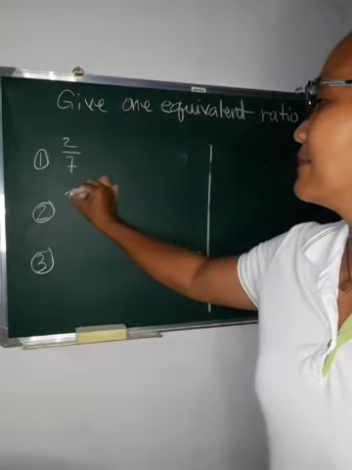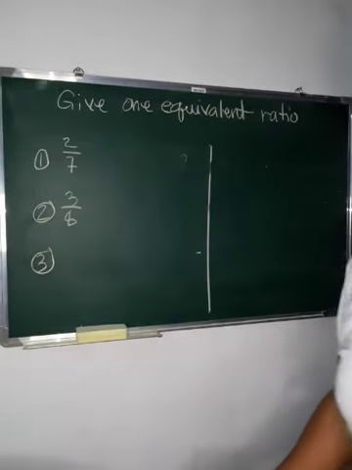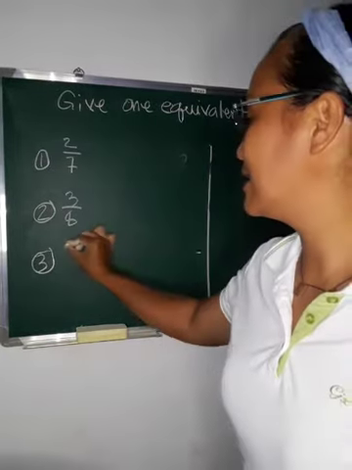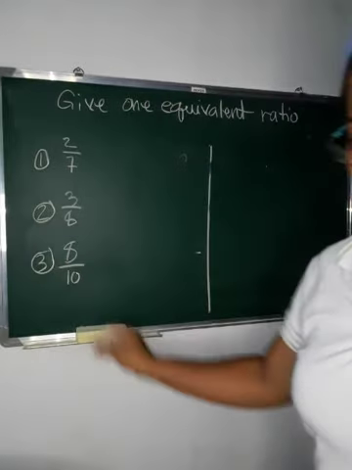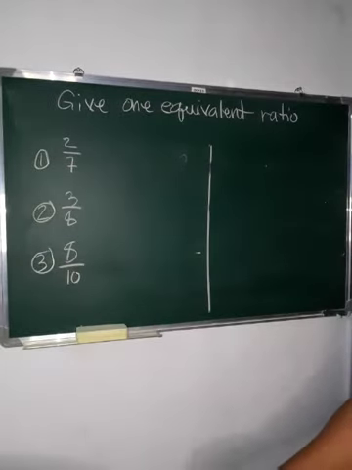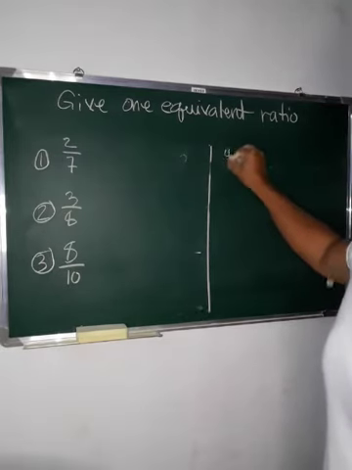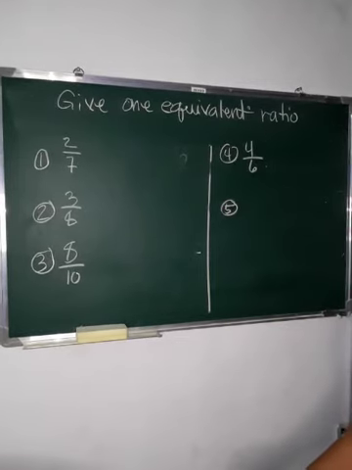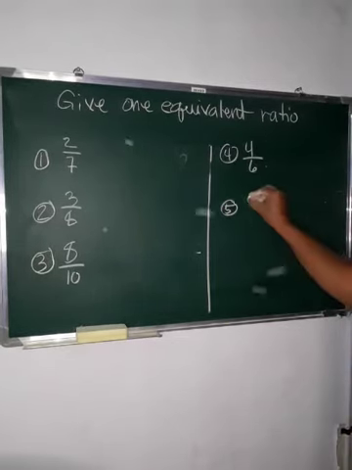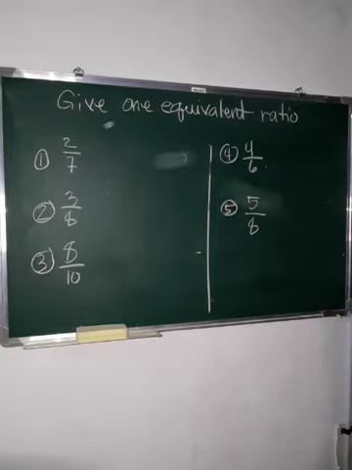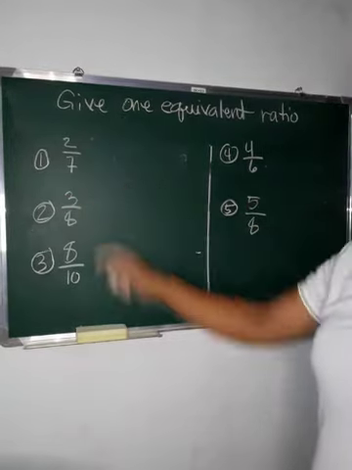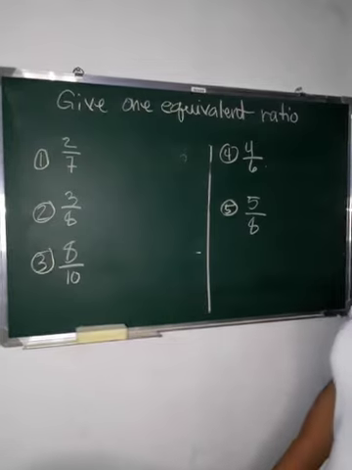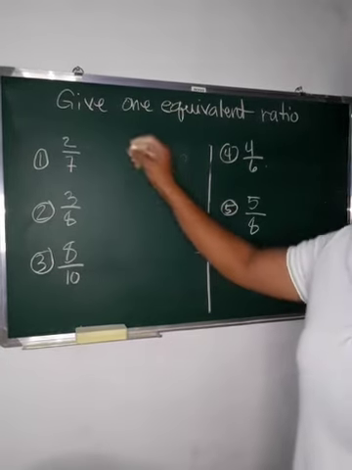3/8. 8 over 10. 4/6. And 5/8. Okay, so in number 1, if you notice, 2 and 7 is the least number because 2 and 7 do not have common factor. So if this is the case, just think of a number.